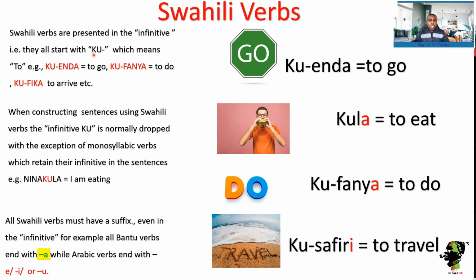So one thing I want you to pick up from this is that Swahili verbs are presented in the infinitive. The infinitive is ku, which means to. For example, kuenda, kufanya, kufika. When constructing sentences with long verbs, you drop the ku. For example, kufanya is a long verb, so the ku will be dropped. But if you have very short verbs, for example, kula, you keep that ku in a sentence. For example, ninakula, I am eating.